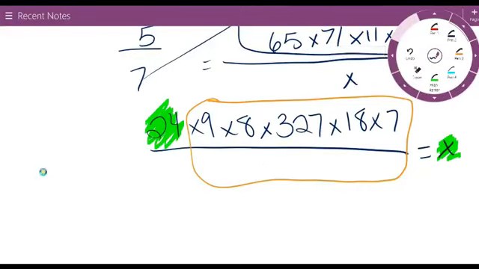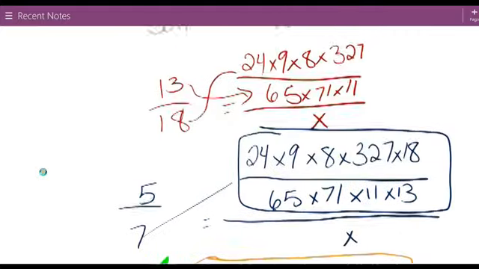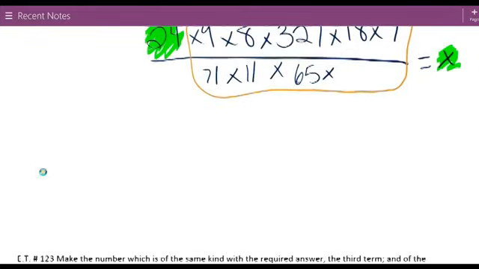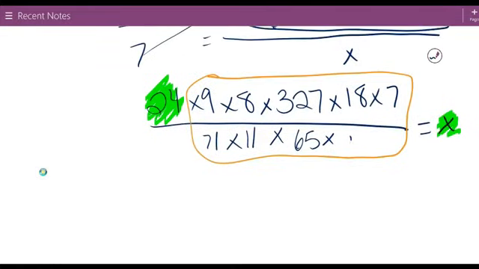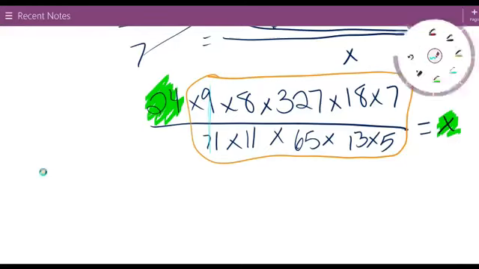Okay, so with the 9 we had 71, with the 8 we had 11, with the 327 we had 65, with the 18 we had 13, and with the 7 we had 5.